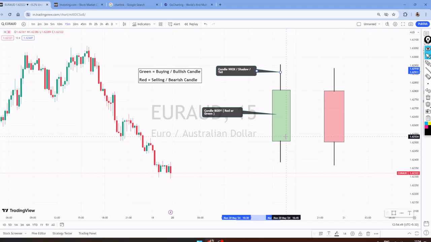But what you need to understand here is the logic behind the candle body and the logic behind the candle wick. What is the logic behind the candle body? What is the logic behind the candle wick? That is important. Let's say it's a green candle. Green candle means people are buying. When people buy, what happens? Price increases.